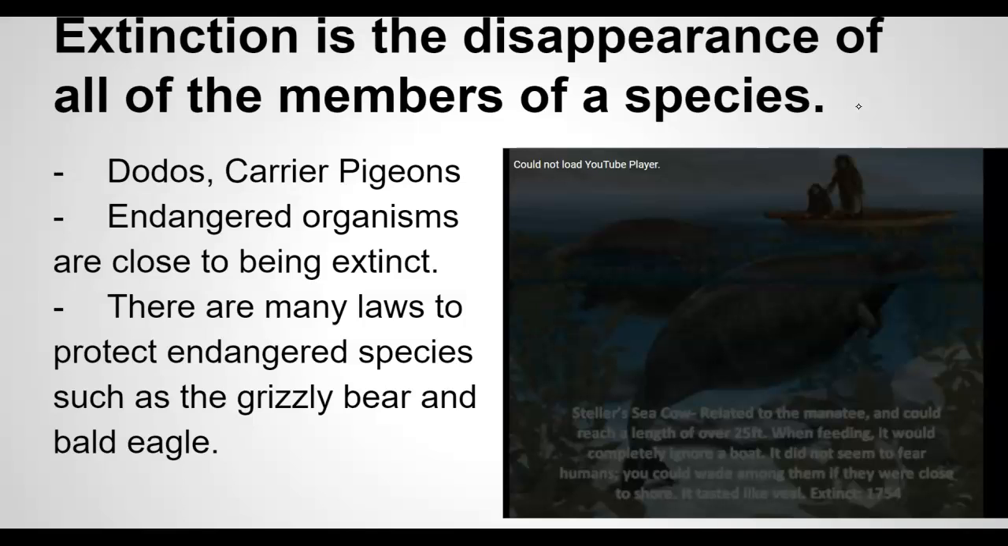There are lots of laws to protect endangered species, like the grizzly bear. The bald eagle has actually been removed from the endangered lists. Now it says it's in your book, but it's actually been moved down to just threatened.